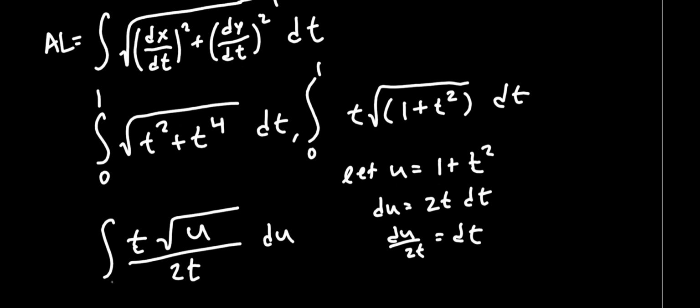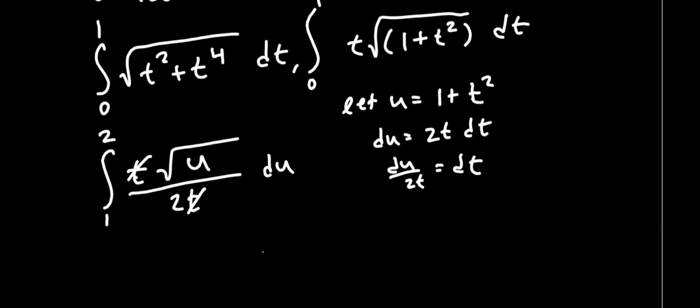If we do a u substitution, we also need to change the bounds. So let's plug in 0 and 1 into u, and it'll change our bounds. If we plug in 0, we'll get 1. If we plug in 1, we'll get 2. So here, the t and the t cancel, and we can just move the 1/2 to the outside, which is what I prefer to do. 1/2 from 1 to 2 of root u du.